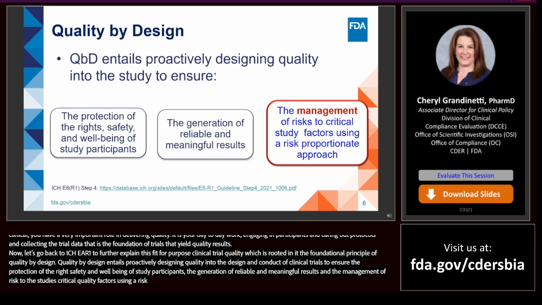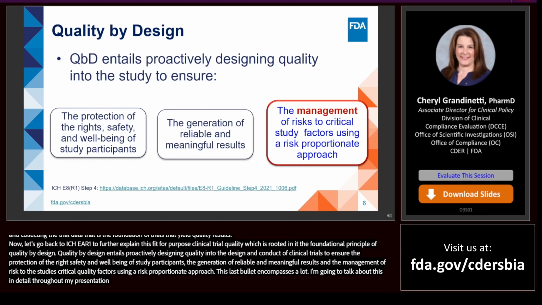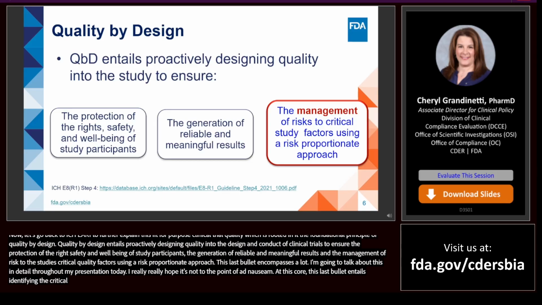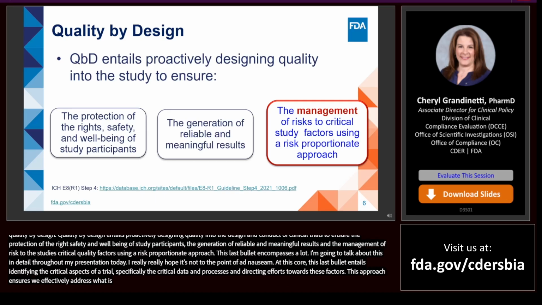And this last bullet encompasses a lot. And I'm going to talk about this in detail throughout my presentation today. And I really, really hope it's not to the point of ad nauseum. But at its core, this last bullet really entails identifying the critical aspects of a trial, specifically the critical data and processes, and directing efforts towards these factors. This approach ensures that we effectively address what is essential for generating credible and reliable data while protecting participant safety.